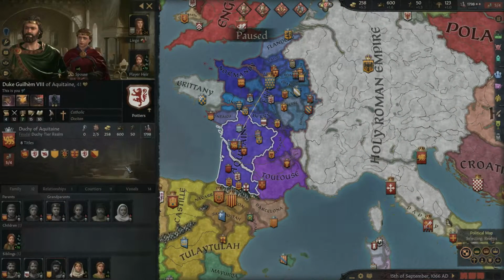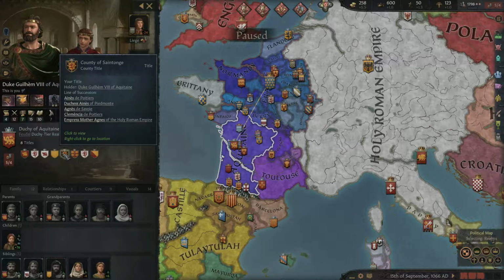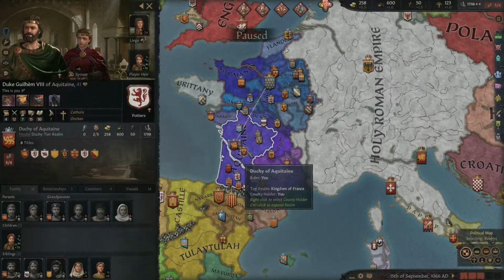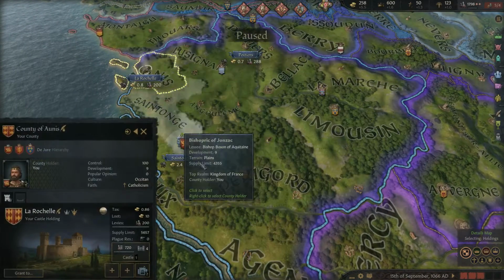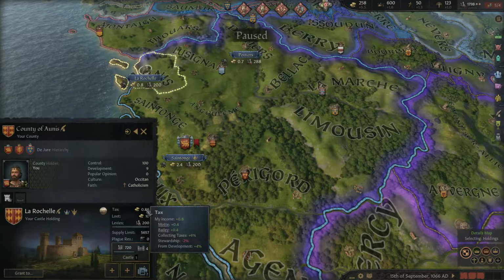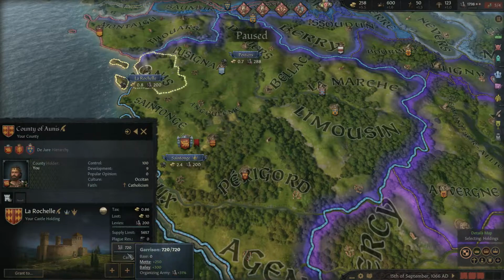What else do we have here? Oh yes, we have titles again. We are duke, but we also have these county titles. These are all owned by us, so they will give us income and men. For example, if we go to La Rochelle, we can see it gives us tax. It has levies, and it gives us supply limit. We can see what buildings we have here.